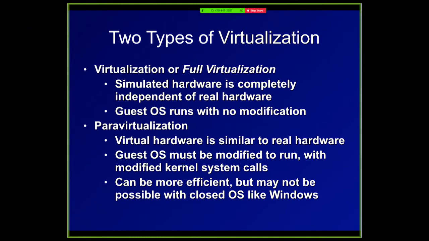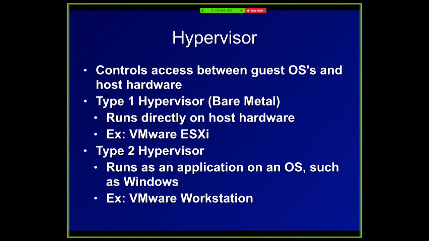So they all see the real network card, they all share the same driver. This is faster and more efficient, but it's not possible with closed OSs like Windows. So the hypervisor controls the interface between the guest OS and the real hardware.